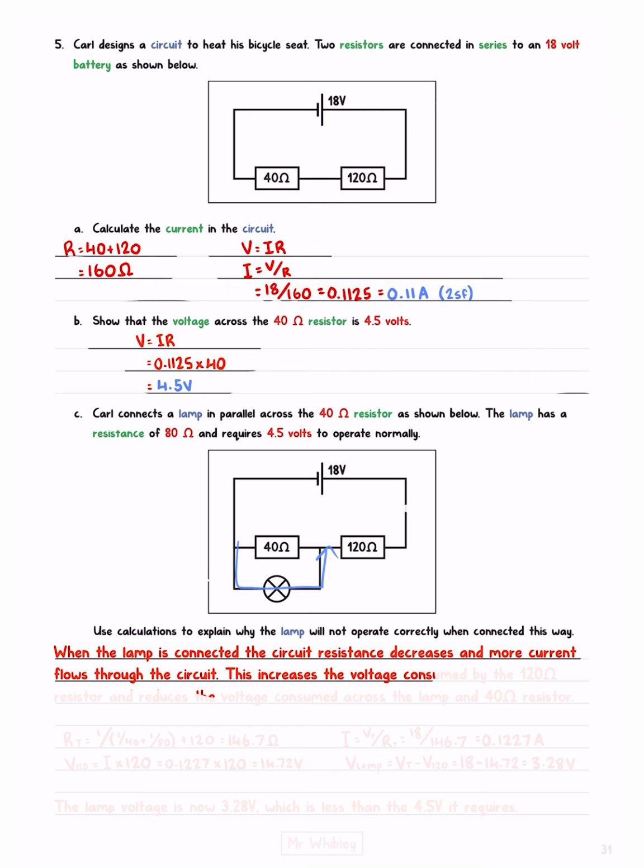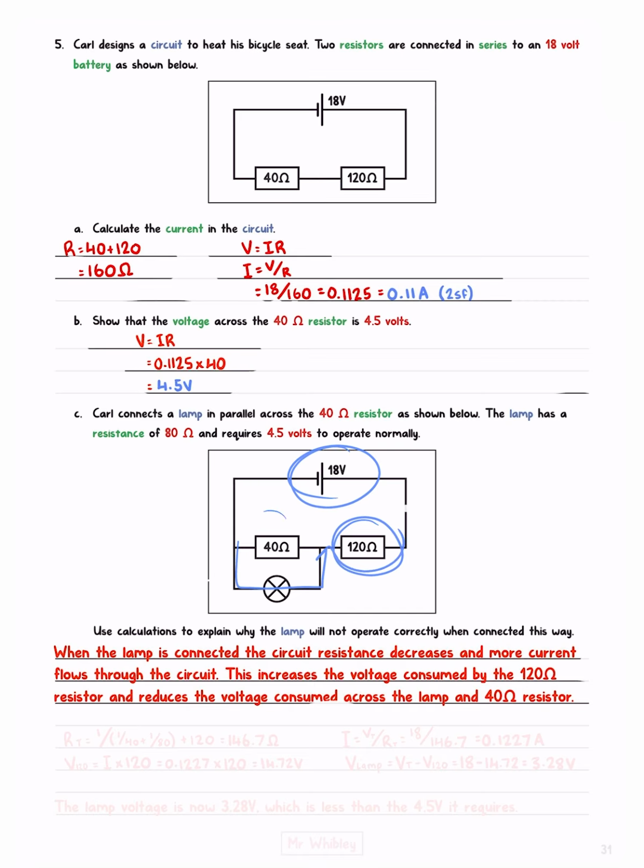This increases the voltage consumed by the 120 ohm resistor. Since there's now an increased current through this resistor, it's also consuming more voltage, and reduces the voltage consumed across the lamp and the 40 ohm resistor. And so this 18 volts has to be shared across this 120 ohm drop and the drop across this parallel branch. If this is using more, then this is using less.